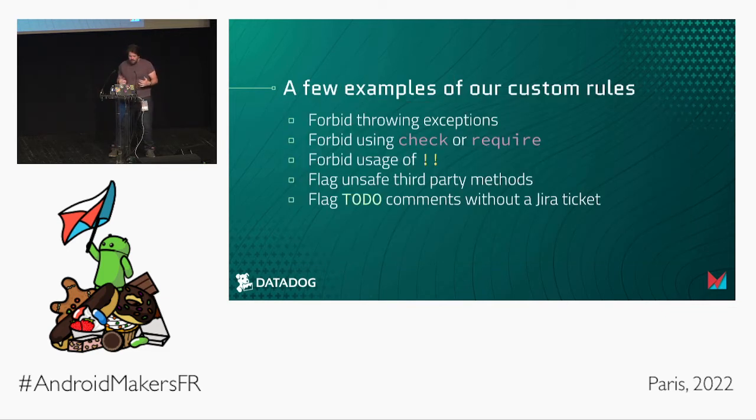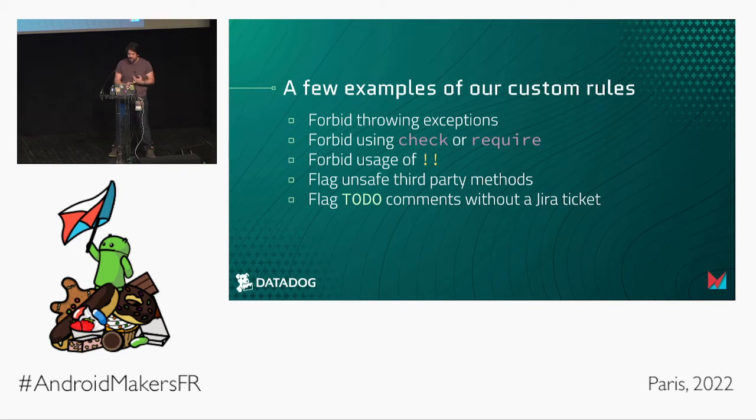In our code base, we have a lot of custom rules in Detekt. Some of those are to make sure that we're never going to crash in the application that uses our library. So we're writing an SDK, applications are going to use it. The last thing that we want is to have a crash in their application that is caused by our library. So the first three rules that we wrote make sure that we don't throw an exception, that we don't use the check or require methods in Kotlin, which do throw an exception internally, and that we don't use the double bang, which is going to throw a null pointer exception.